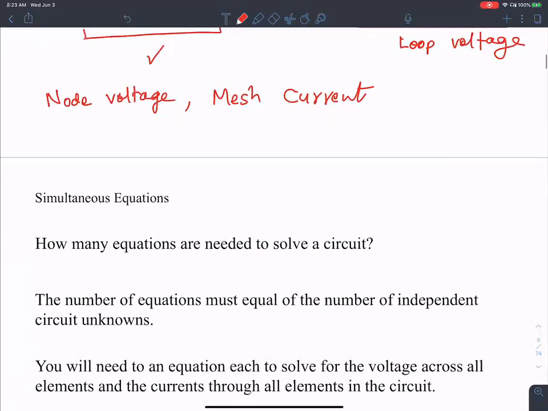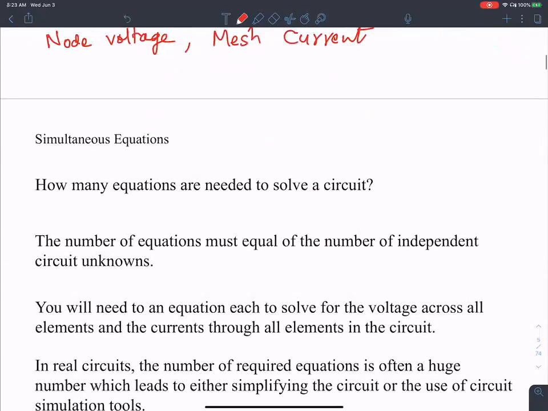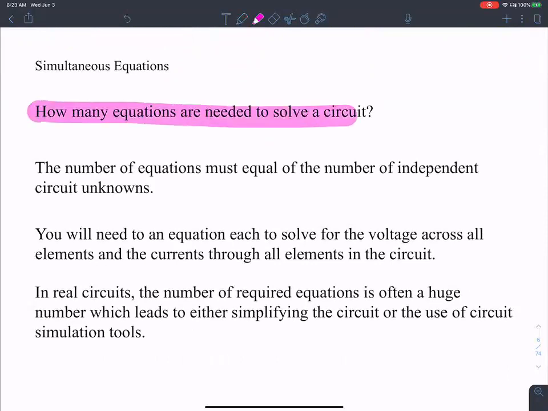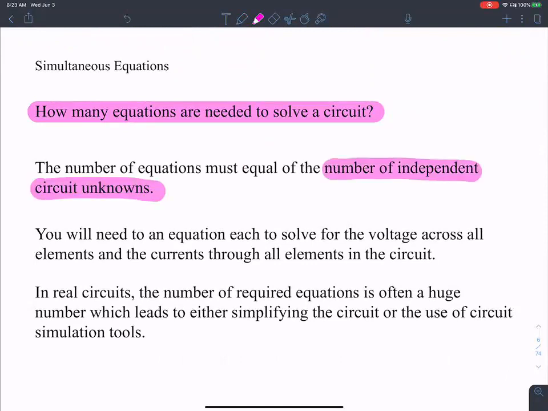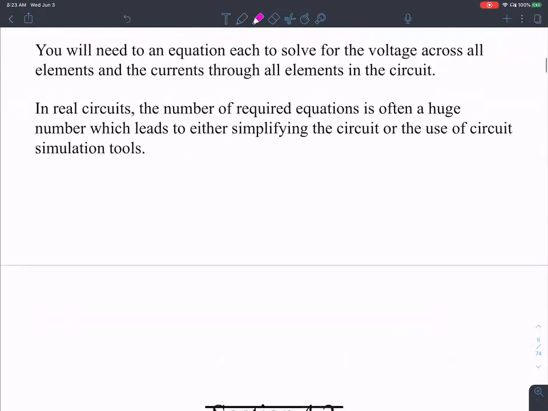Okay, node voltage and mesh currents. This is something that we looked at so far. How many equations do we need to set up to solve a circuit? Well, that's equal to the number of circuit unknowns. Okay, number of independent circuit unknowns.